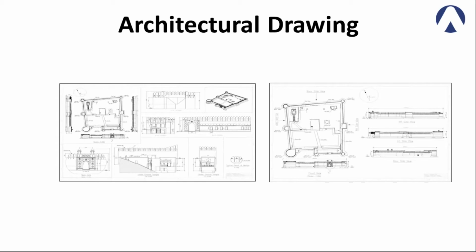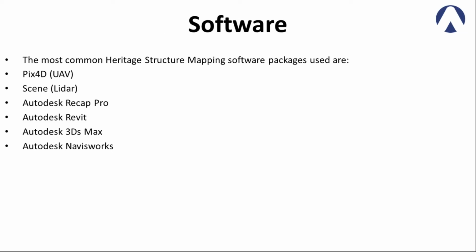Then you have the architectural drawing, which is required for as-built drawing. You will get the data also: plan, elevation, section, and the accuracy of the data is plus or minus 3 mm. So highly reliable architectural drawings we'll get from this. The software used to process the point cloud of the scan data most commonly are Pix4D when you have UAV data, Scene for LIDAR, and Autodesk Recap Pro does both. Then you have Autodesk Revit, Autodesk 3ds Max, and Autodesk Navisworks.